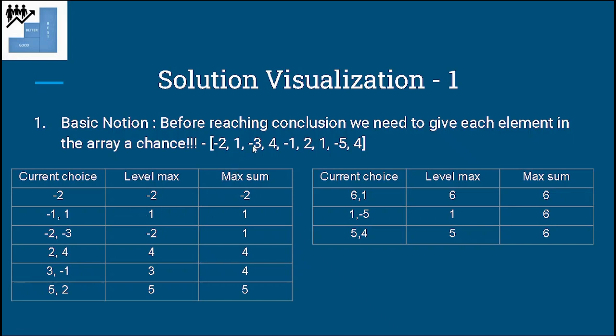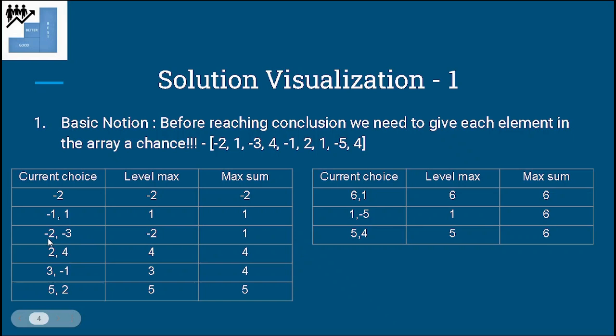Now, when I include minus 3, I will include it from the best option till previous level, which gives me two choices, minus 2 comma minus 3. Minus 3 means that I am starting a new array from the next element, and minus 2 means I have included minus 3 with the previous best level, which was 1.